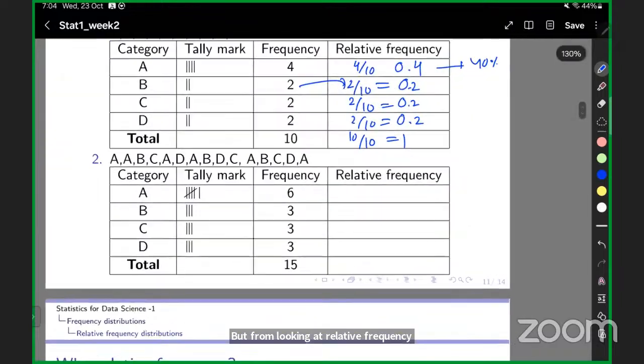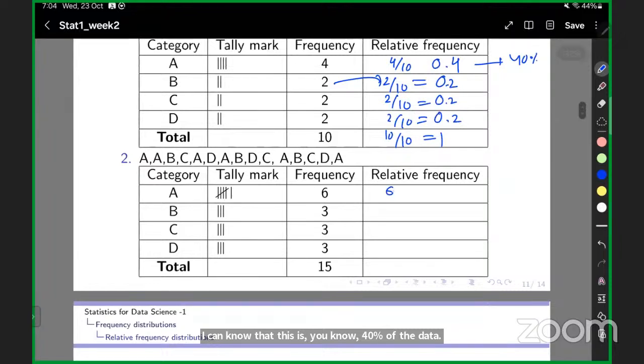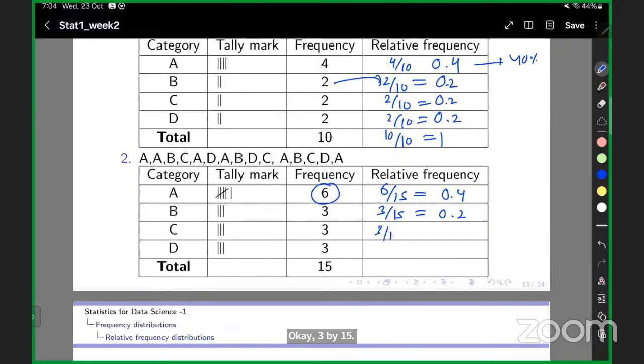Let's take another example. If I show you this, you have 6, right? How much is 6 of 15? Generally it's difficult, right? So 6 by 15 is my relative frequency, but I can figure out that this is also 0.4. 3 by 15 is 0.2, and the same thing, 3 by 15 is also 0.2. So now I know what proportion of one category is there in my data set, right?